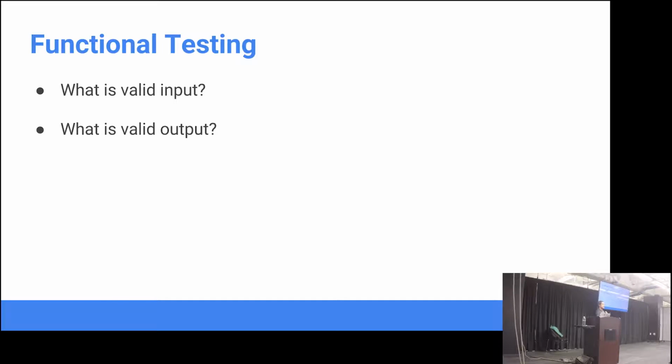And the flip side of that is true as well. What is a valid output? I mean, you may get an output from your service and you say, yeah, that's right, that's what it should be. But your clients that actually consume your service may say, hold on a minute, that's not right. That's not what we expected to get.